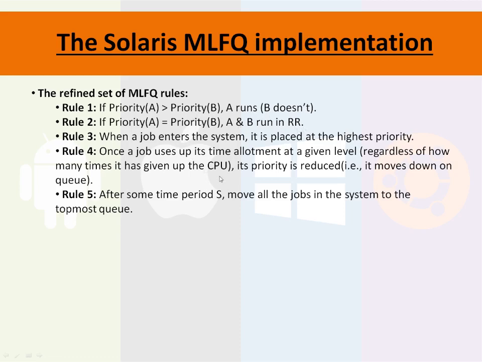Rule 3 says when a job enters the system, it is placed at the highest priority, just like what we've said. Rules 4 and 5 say that once a job uses up its allotment of time at a given level, regardless of how many times it has given up the CPU, its priority is reduced. And after some time period S, move all the jobs in the system to the topmost queue. So these are the actual rules utilized for the Solaris MLFQ implementation. Okay, so that is MLFQ.